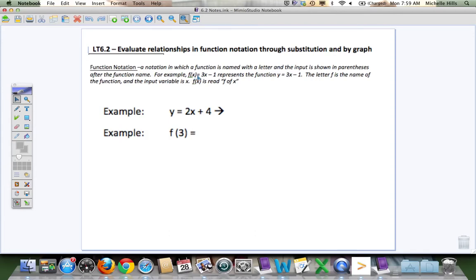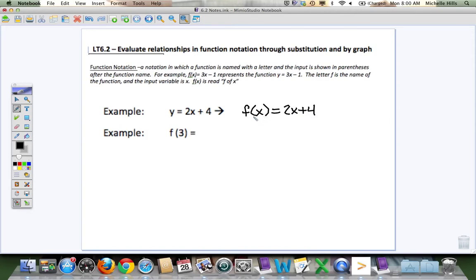F of x equals 3x minus 1 is the same as y equals 3x minus 1. So the f of x notation just means y. When they say, here's my equation, as long as it's a function, I can change that now to f of x equals 2x plus 4. The y just gets replaced with an f of x.